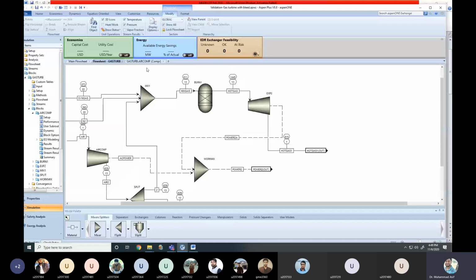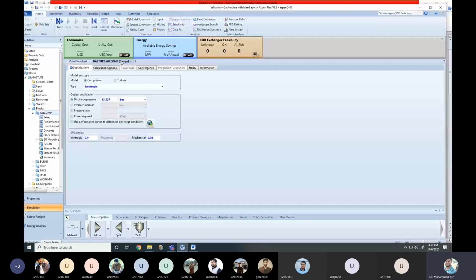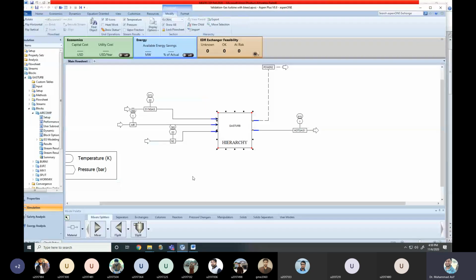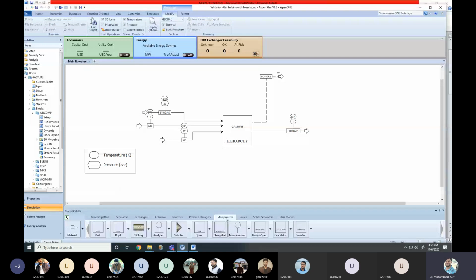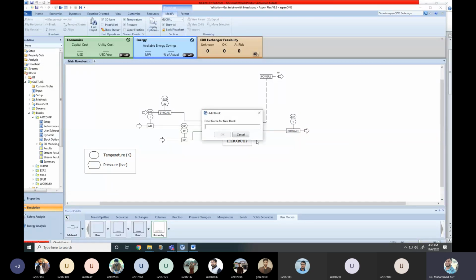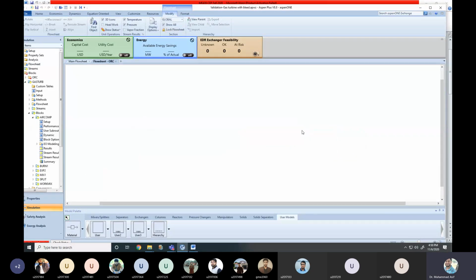On Aspen Plus, you can have the integrated system. For example, let's say there is an option for the user model. Can you see here the user? You can click use in the user model. Let's say one model is ORC. Inside that, you click on that. So here you can develop an ORC.